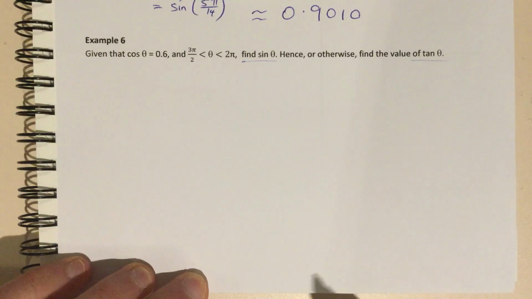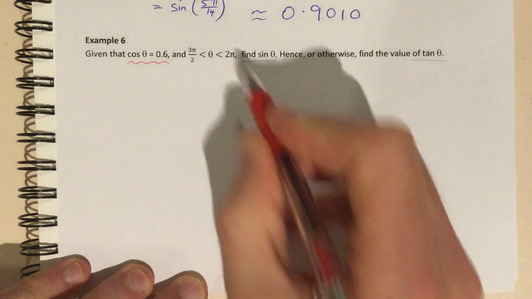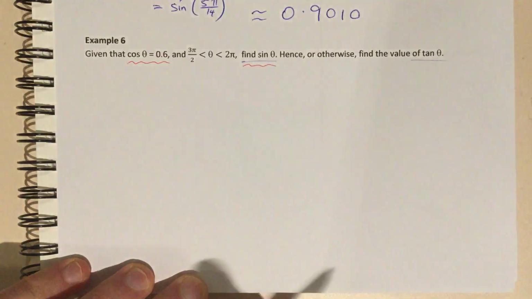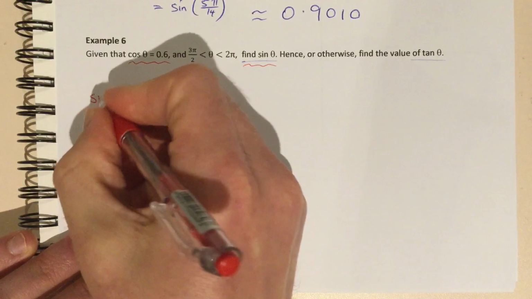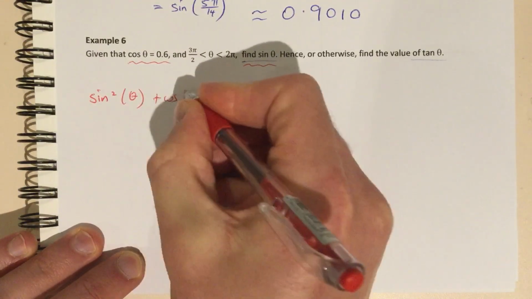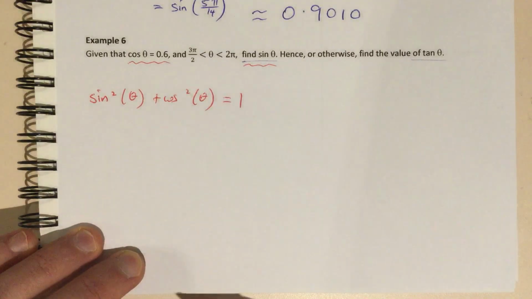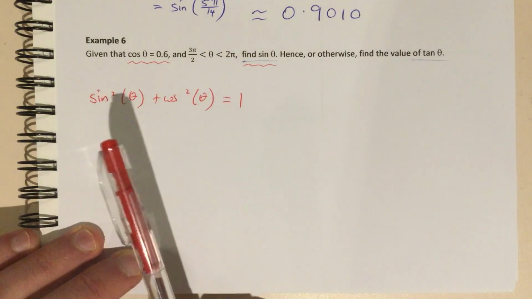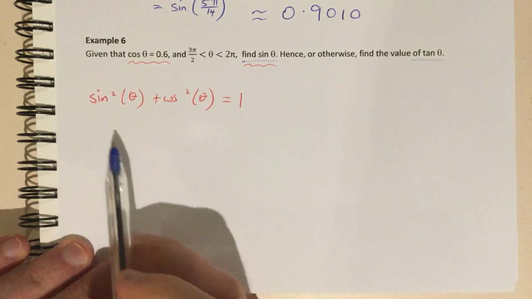In any of these kinds of questions, if you know the value of cos theta and you're being asked to find sine theta, or the other way around, you can always go to the rule sine squared theta plus cos squared theta equals 1. That's called the Pythagorean identity. Easy to just say Pythag identity.